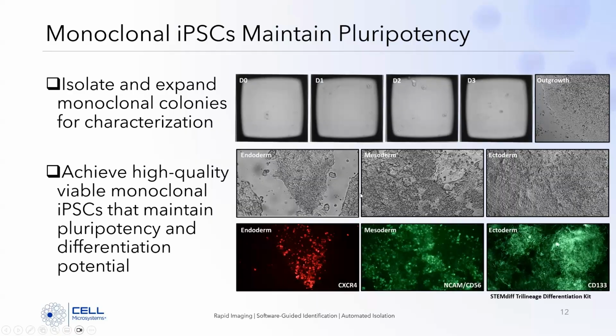We used a canonical differentiation kit from STEMCELL Technologies to differentiate our reprogrammed cells into endoderm, mesoderm, and ectoderm. And you can see that those reprogrammed clones are in fact monoclonal. They maintain pluripotency and they have a high degree of differentiation potential as measured by antibody staining for CXCR4 for endoderm, CD56 for mesoderm, and CD133 for ectoderm.